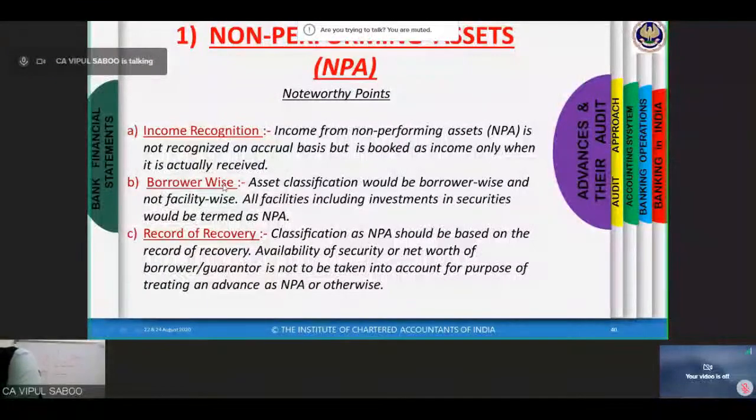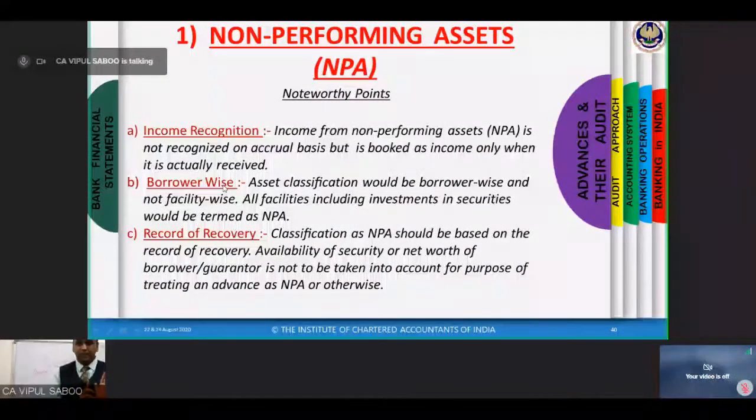So, asset classification would be borrower-wise and not facility-wise. That means even if one facility of the borrower becomes NPA, all his loan accounts would be termed as NPA. It is not like this that you will show the housing loan account under NPA and show the term loan account and cash credit account under standard assets just because they are being run in a regular manner. Even if one loan account out of many loan accounts of the same borrower becomes NPA, all loan accounts will be termed and fall under the category of NPA, whether those accounts are healthy or not. The NPA classification is borrower-wise, person-wise, and not facility-wise.